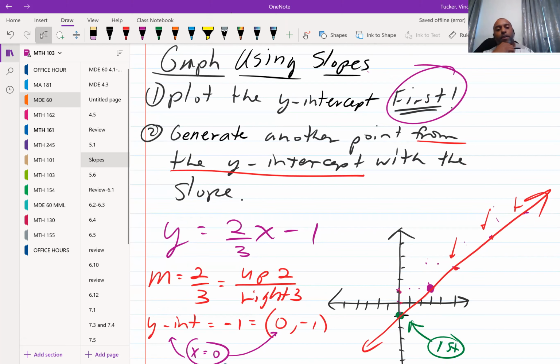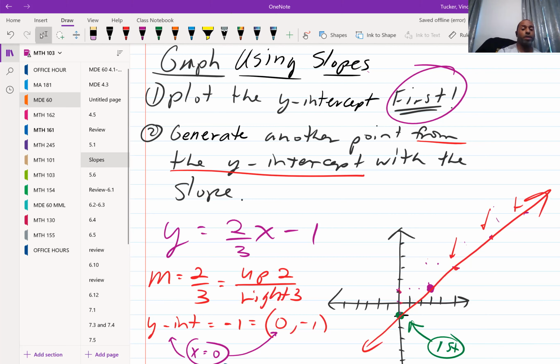So let's look at that first. One of those equations that we were looking at: y equals 2/3 x minus 1. I was messing it up earlier, but if I can get it right, we already said that our slope is 2/3 and our y-intercept is -1.